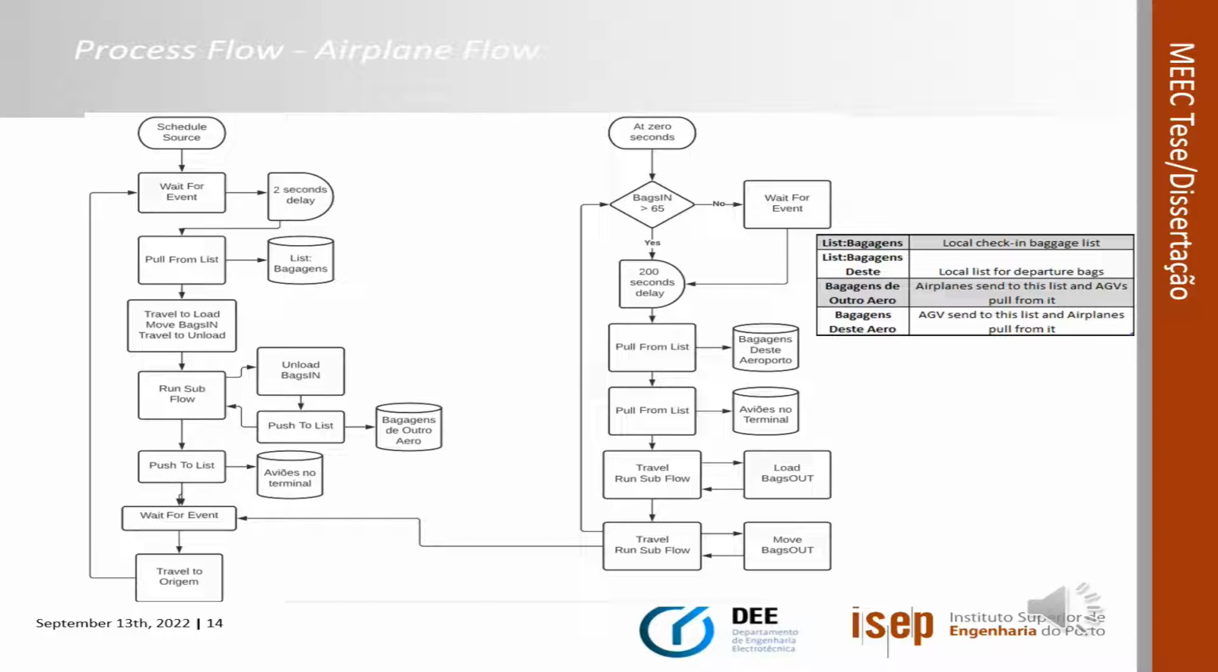Then, for the departure baggages on the right side of this flowchart, it is necessary to wait for more than 65 baggages to be ready to be transported by the plane. After that, it is necessary to pull from the global list "bagagens deste aeroporto". These baggages are entered in the list by the AGVs. It is also necessary to pull from the list created earlier and check which planes are in the terminal. Then, it is necessary to load the baggages and start the departure flight.